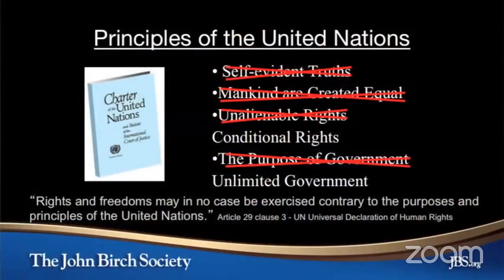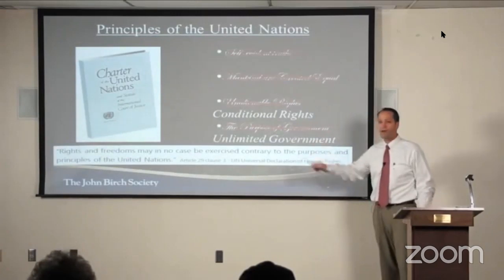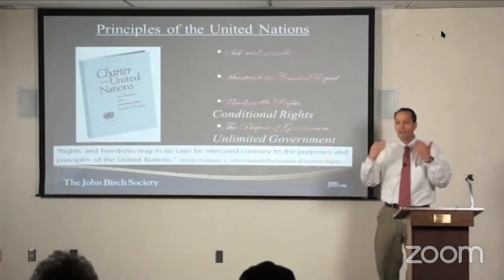In fact, they have this wonderful charter called the UN Universal Declaration of Human Rights, which talks all about how important your rights are. Except there's this little clause in there that really destroys the whole meaning. It says, rights and freedoms may in no case be exercised contrary to the purposes and principles of the United Nations. Think about what that's saying. Your rights cannot be exercised in any way that's contrary to our agenda. In other words, you can have your rights as long as they don't get in our way. How does that compare to unalienable? Well, it's just the opposite, isn't it?